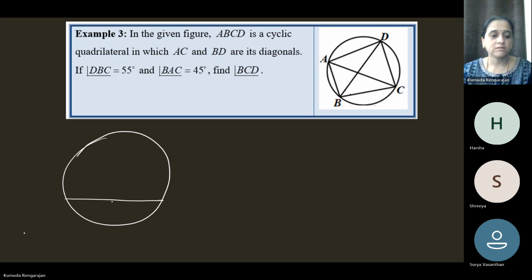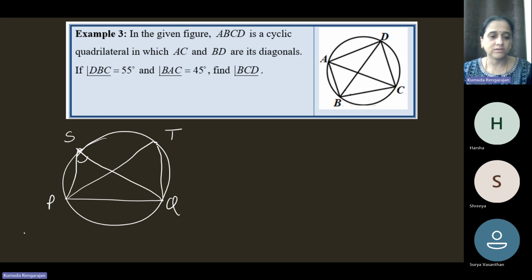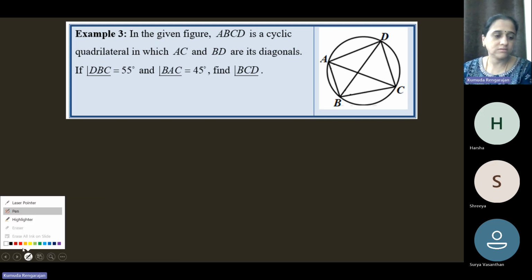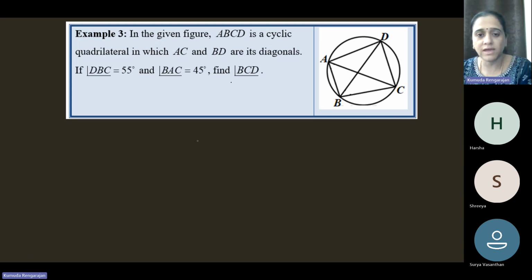Circle, chord PQ, point S, point T. Join P to S, Q to S, angle. Join P to T, Q to T, angle. This angle is equal to this angle. Angles in the same segment of a circle are equal. Right? So now using this, it is very easy to find angle BCD.